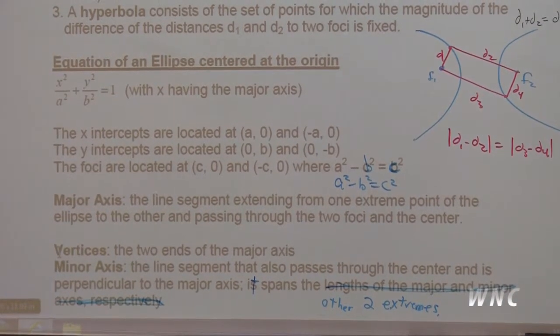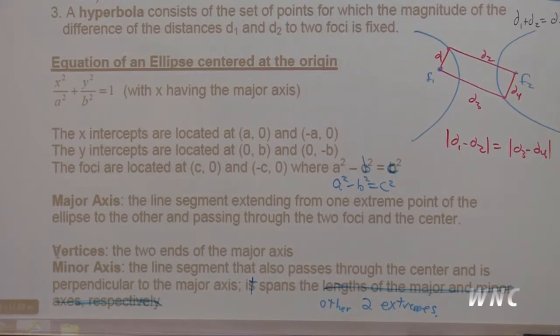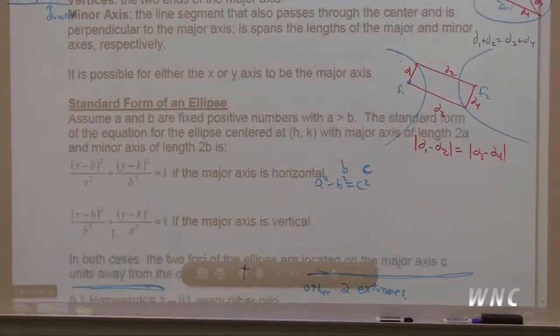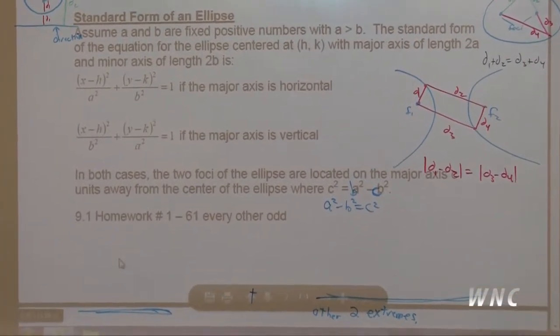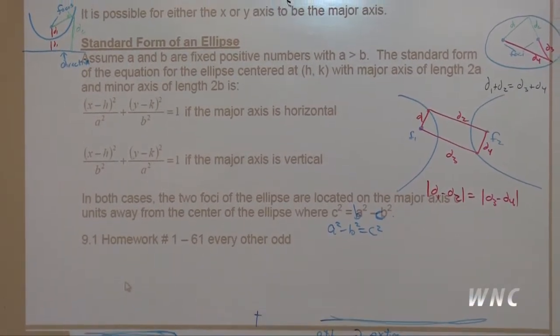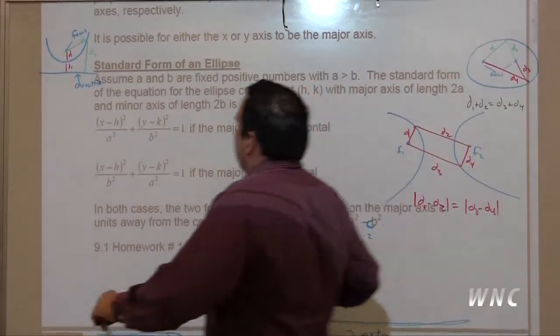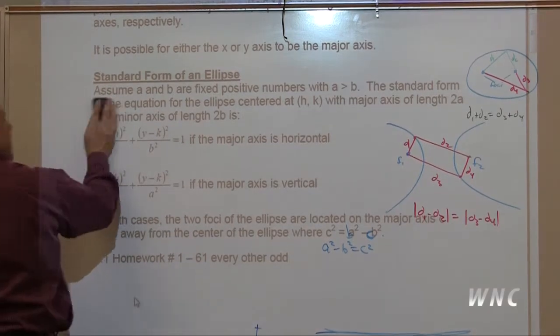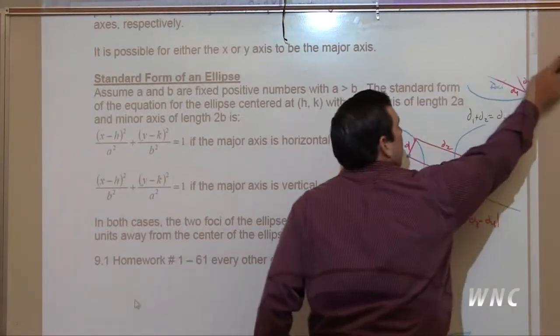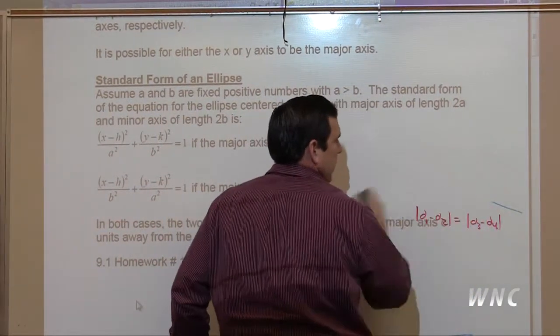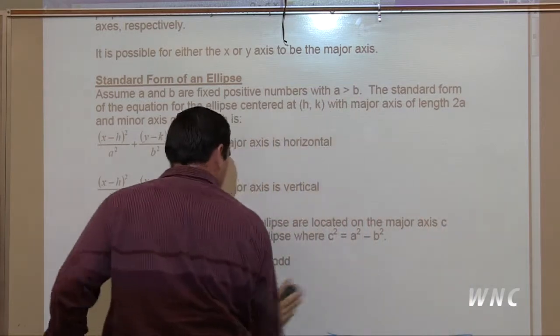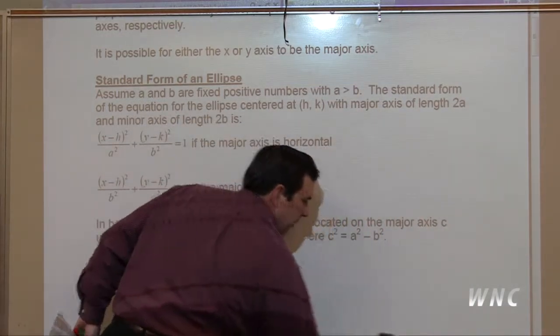Now, it's possible that x or y can have the major axis, but not both. Most of the ones we see, I'd probably say maybe like 60% of the ones we see will have x having the major axis, just because our minds are probably more used to seeing something like that, so it's kind of perpetuated.